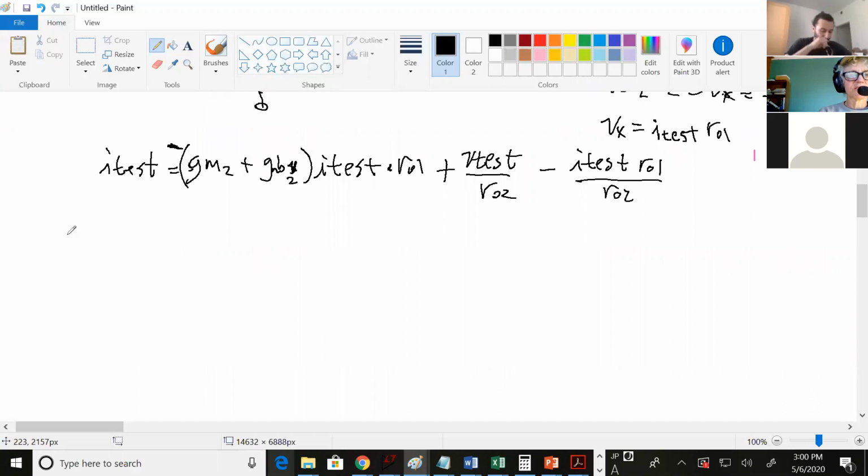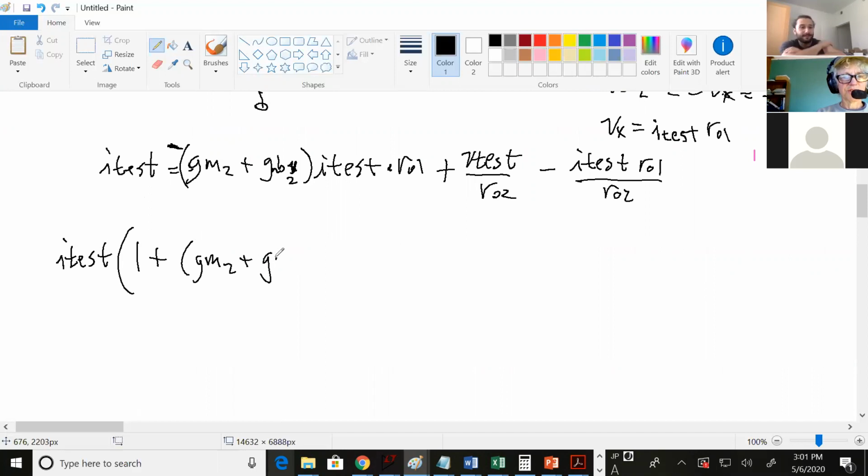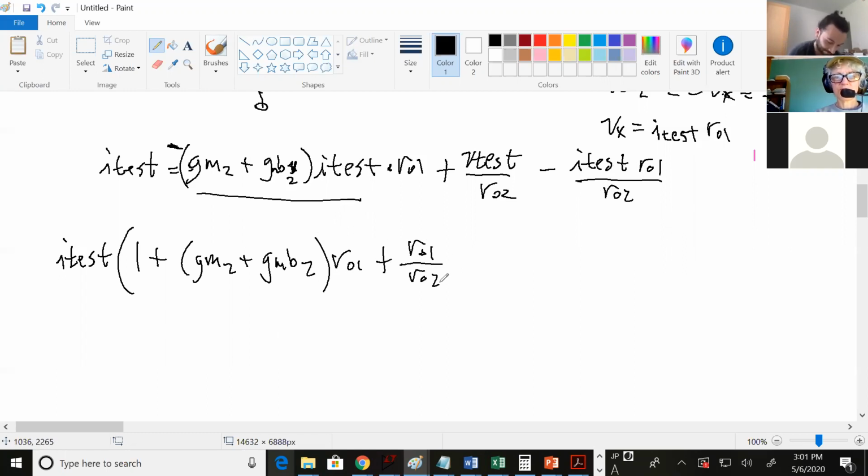I'm going to move all the I tests to one side. So I test, plus, well, actually, no, I test times 1 plus GM2 plus GMB2. So I've just moved this term over to the other side, times RO1. And then is there any other I test? There's another I test. So that's plus RO1 over RO2. And that all equals V test over RO2.